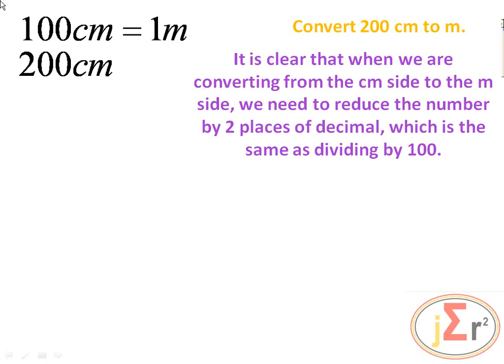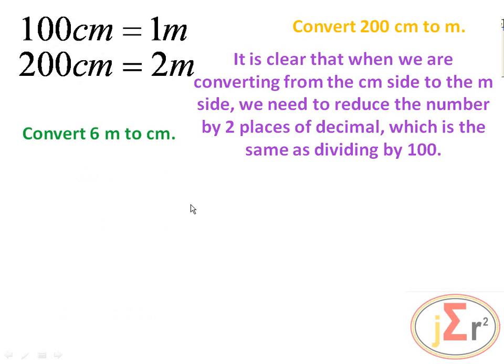So when we are converting from this side to this side, notice what we have there. 100. What do we have here? 1 meter. Right. Therefore, the number that we have here, which is 1, was reduced by 2 places of decimal. So if we are consistent to get what we have for 200 centimeters, we will also reduce by 2 places of decimal, and we will get 2 meters.